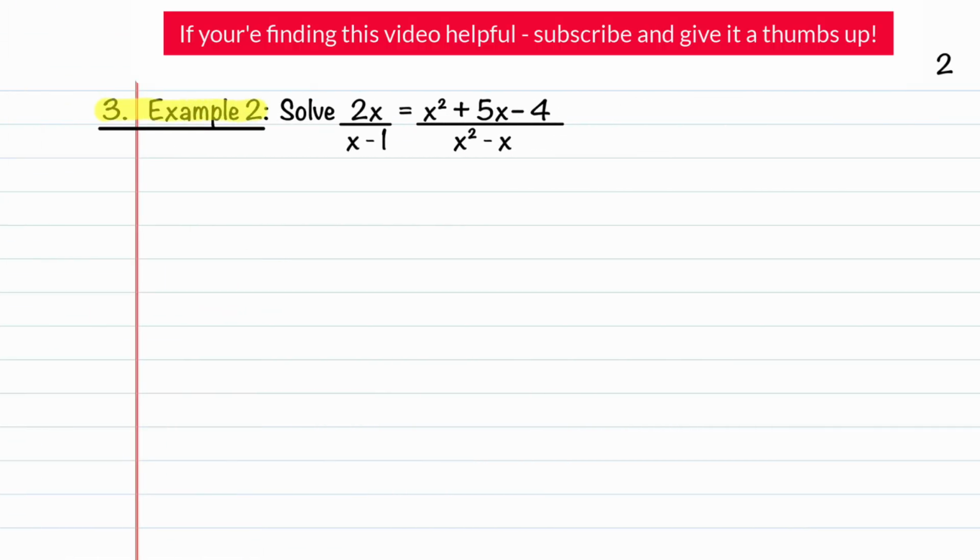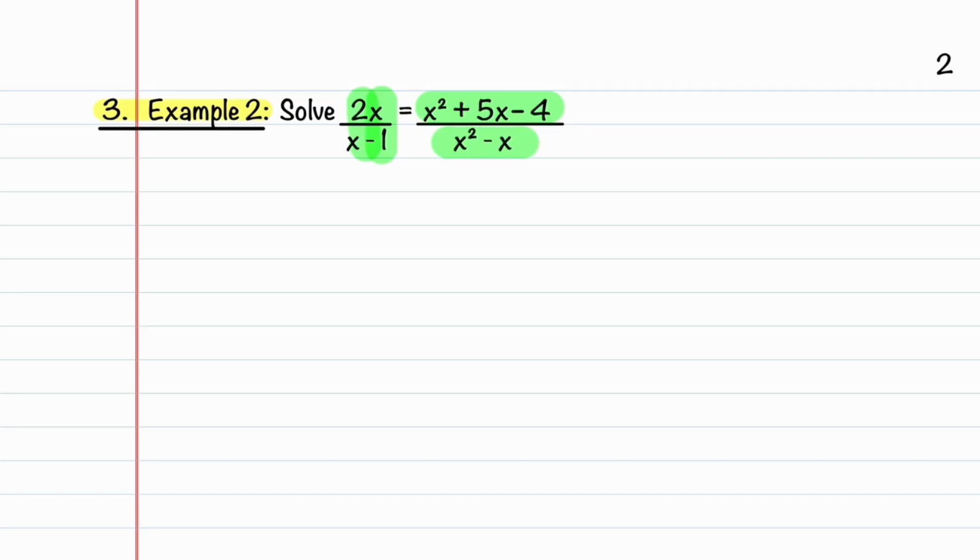In this example, we are going to be solving 2 divided by x minus 1 is equal to x squared plus 5x minus 4 divided by x squared minus x. We're going to solve this the same way. We're going to walk through our 4 steps. Our first step is to find our least common denominator.